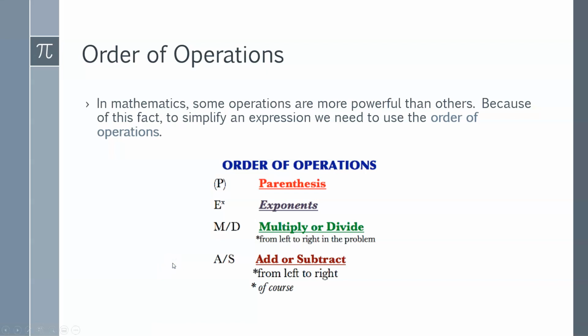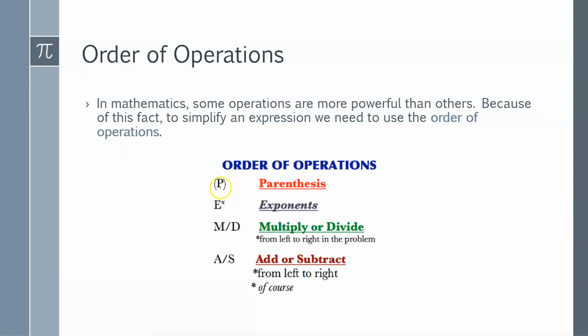In this video, we're going to go ahead and talk about the order of operations. So in mathematics, some operations are more powerful than others, so that requires them to be performed before other operations. So we need to learn which operations should be done first, second, third, and so on. So we have this guideline, which is the order of operations, which tells us which operations are the most powerful and must be done first.